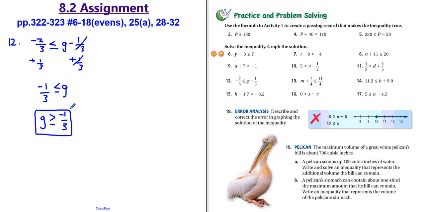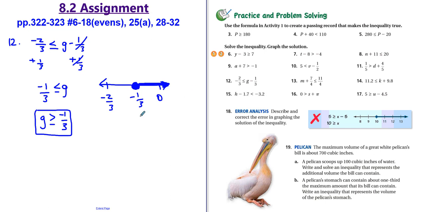I should make a better number line. So negative 1/3, my boundary is in the middle. Then I go by thirds, negative 2/3, or if I go up 1/3, I get to 0. Put my boundary point in the middle. Because there's an equal to, I need to shade it in, which shows that that is a solution. And then it says greater than negative 1/3, so I need to go to the right for all those numbers that are greater than negative 1/3. So that's the answer to number 12. You'll have to do the other evens there.